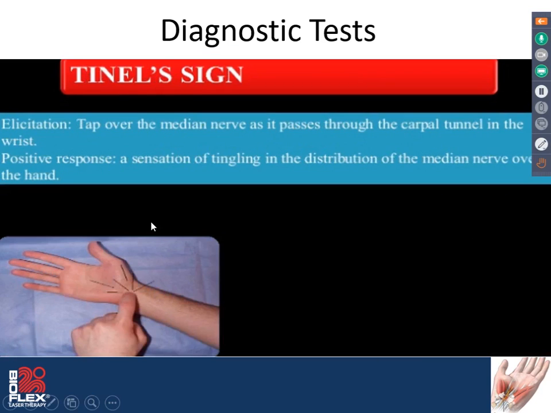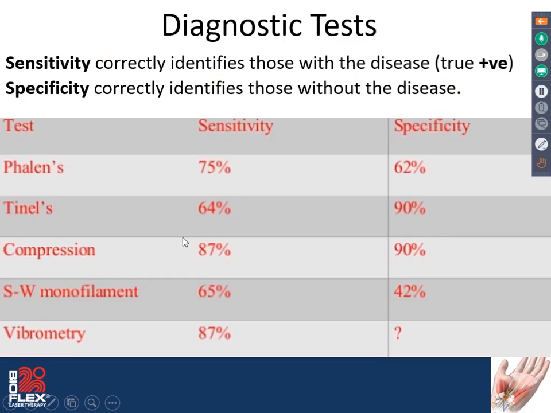Tinel sign, tapping over the median nerve, and again looking for a positive response with respect to increased tingling or paresthesia in the median nerve distribution. There's a few other tests, including compression and two-point discrimination between specific points, the SW monofilament, or vibration sensitivity.